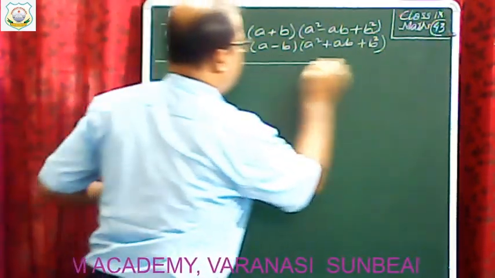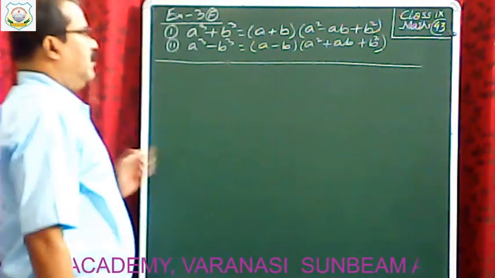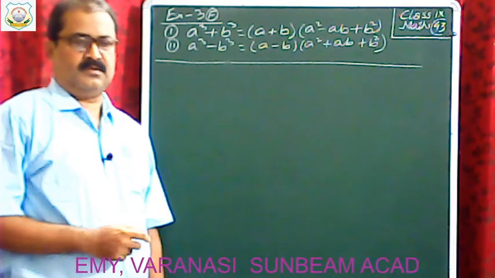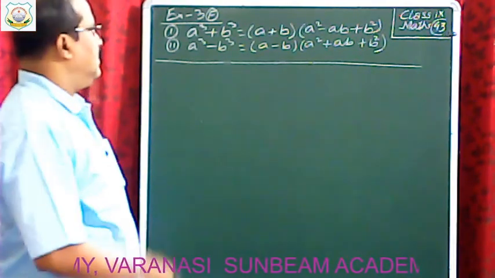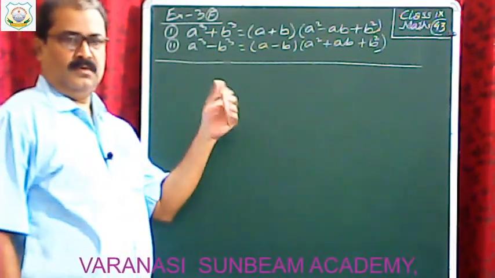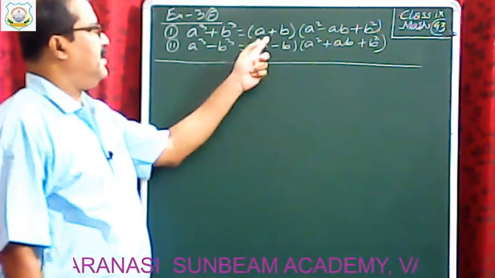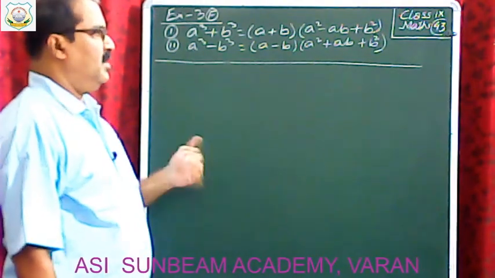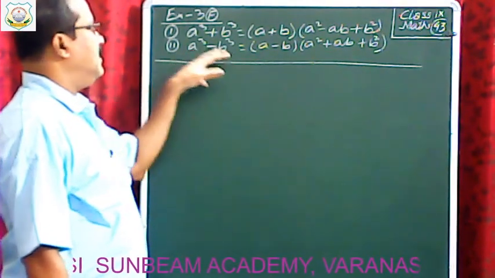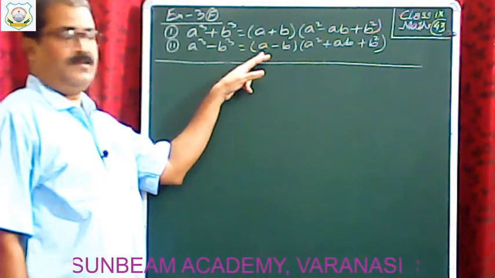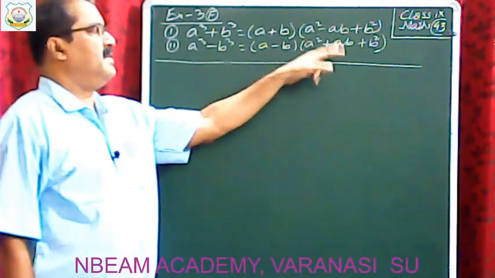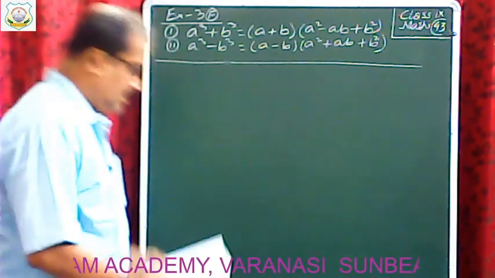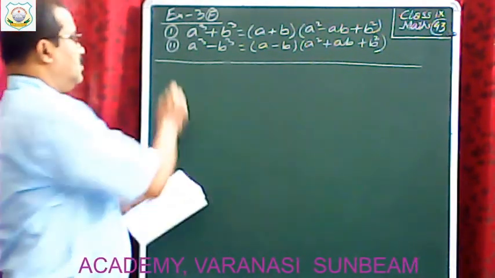Okay, so a cube plus b cube, there are two terms only, both are perfect cube terms. If the polynomial is given in terms of a cube plus b cube, then the factorized form is (a plus b)(a square minus ab plus b square). And if the polynomial is given in terms of a cube minus b cube, then the factorized form is (a minus b)(a square plus ab plus b square). Okay, very simple. Come to exercise question number 4.